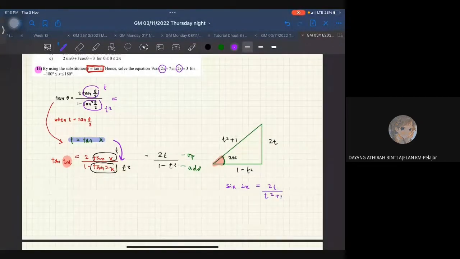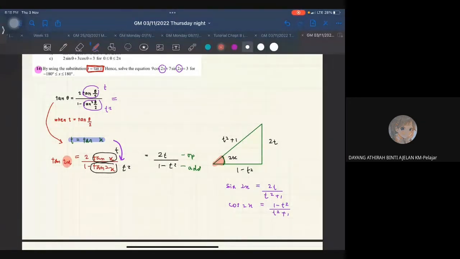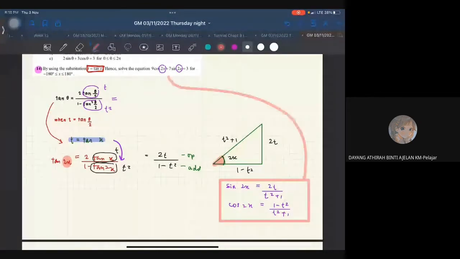Okay, and then for cos, saya ada adjacent over hypotenuse. So, adjacent is 1 minus t square over t square plus 1. This one. Okay, so kita akan gunakan kedua-dua expression ini. So, use these two expressions, substitute it into this one. Okay, so saya substitute.